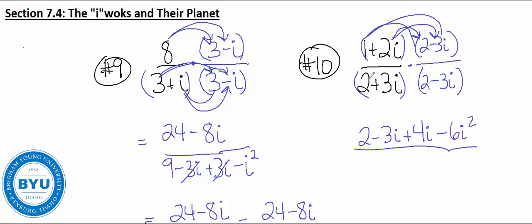Okay. On the bottom, we have 2 times 2, which is 4. And then 2 times negative 3i, which is negative 6i. 3i times 2 is plus 6i. Those are going to cancel out. And 3i times a negative 3i, that's minus 9i squared.